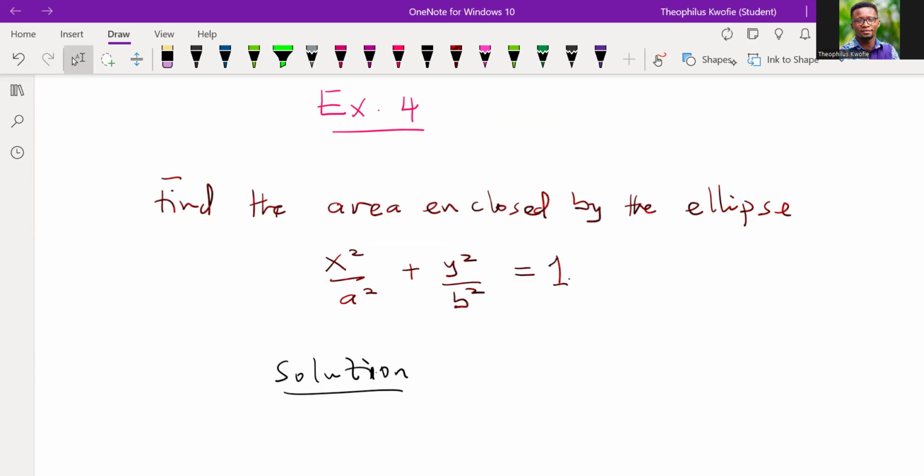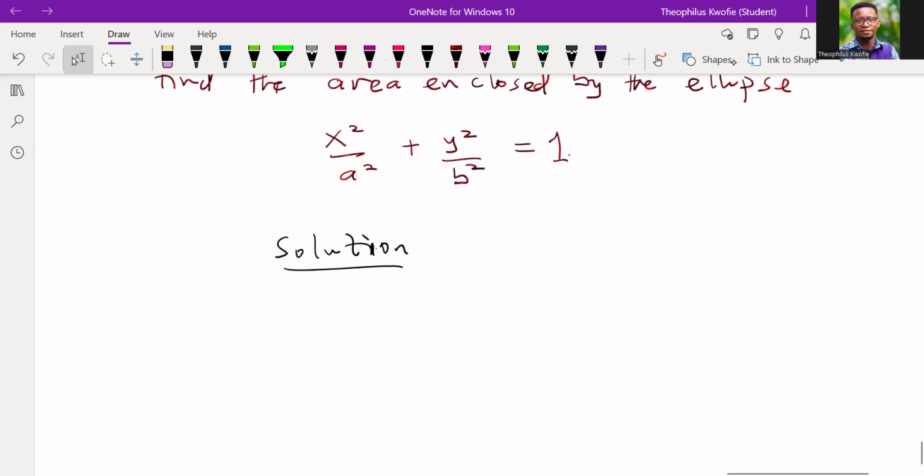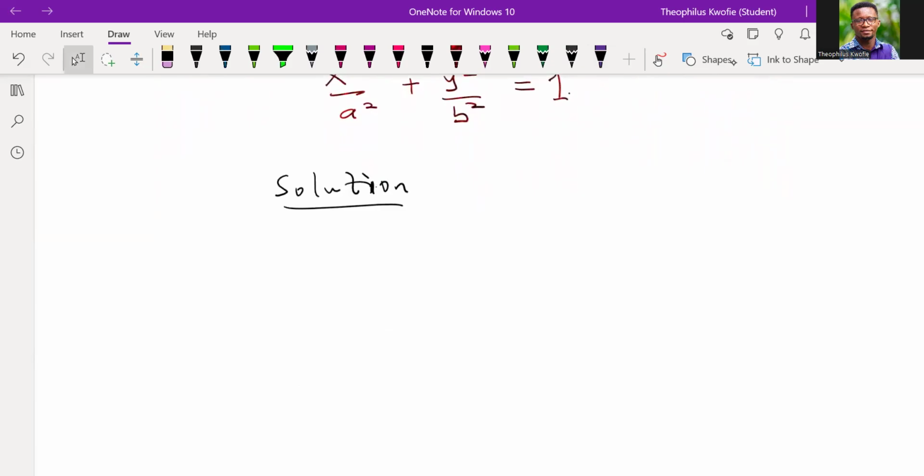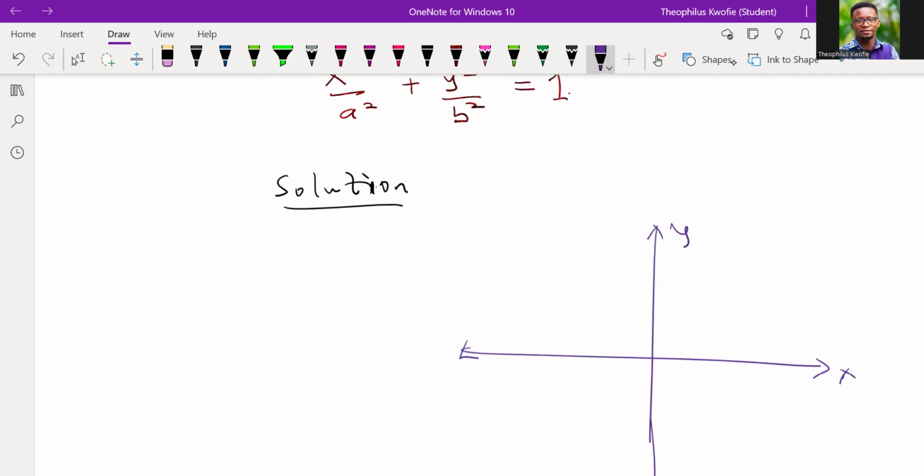So since we want to find the area that is enclosed by this particular ellipse, what we want to do is draw. Let's first have a pictorial picture of what an ellipse looks like. Now a typical example of an ellipse will be like the egg. If you have been eating egg, then you would know how an ellipse looks like. It just looks like an egg.